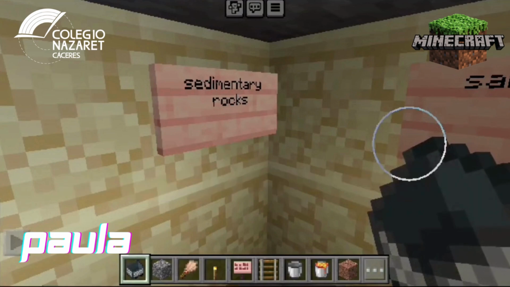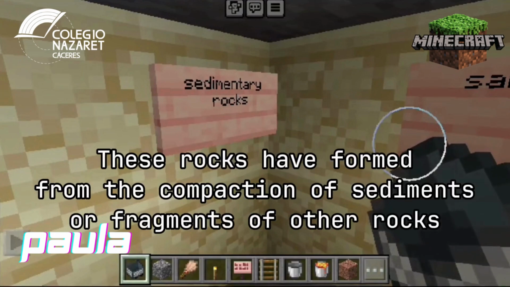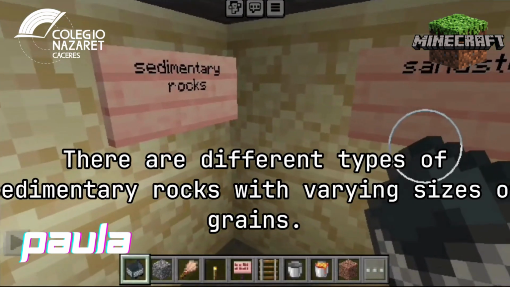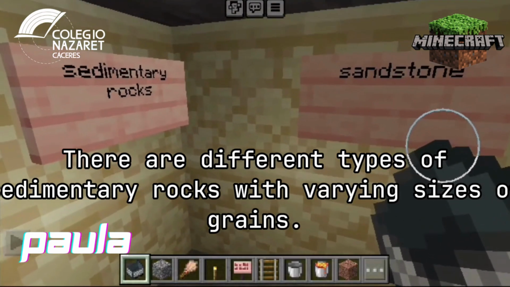Sedimentary rocks. These rocks have formed from the compaction of sediments or fragments of other rocks. There are different types of sedimentary rocks, with varying sizes of grains.